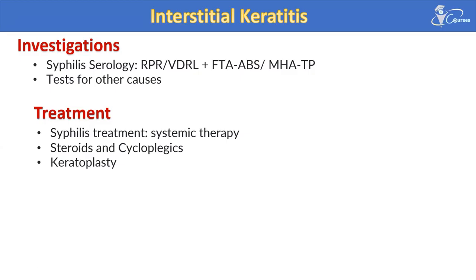Treatment is according to the etiology. If it is syphilis, they should receive systemic therapy like penicillin. They should receive steroids to control the inflammation. Steroids will minimize the stromal inflammation. Cycloplegics will relieve the pain. If the patient is left with residual stromal opacity that is visually significant, then the treatment will be keratoplasty. Okay, so this is for interstitial keratitis.